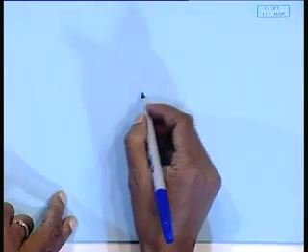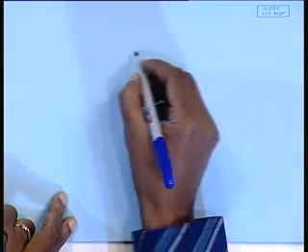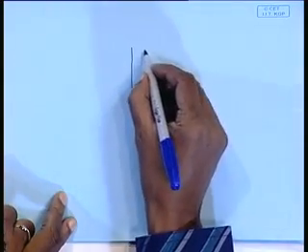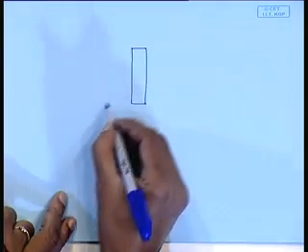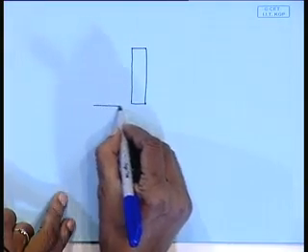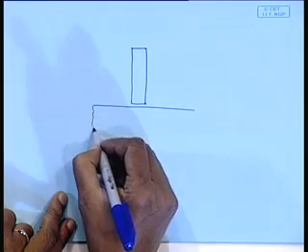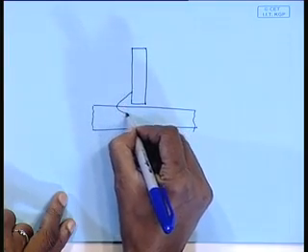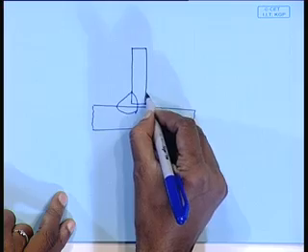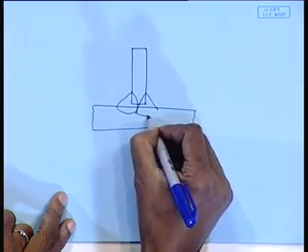Then lamellar tear, it is a typical failure in the case of fillet joints. In the case of T joints, suppose a structure is like this, right. The welding is done in this fashion, these are the fillets.